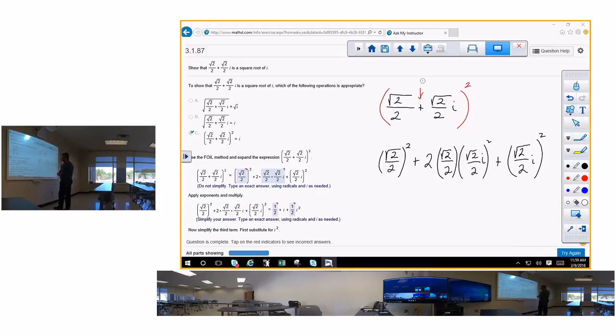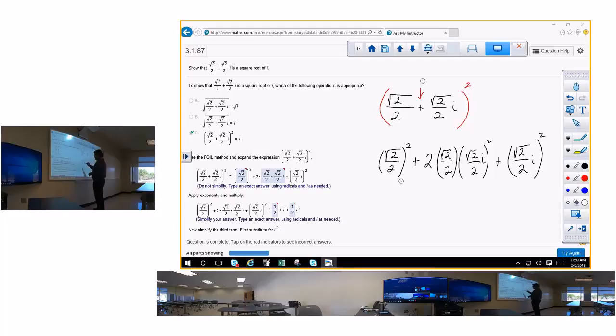Now, when you do this, the square root of 2 over 2 squared, what happens there? It gives you 2 over 4, because the square root cancels. Basically, you're doing the square root squared over 2 squared. You're distributing that power using the power rule of exponents. And that gives you 2 over 4. Okay?